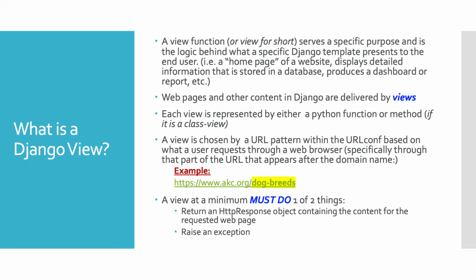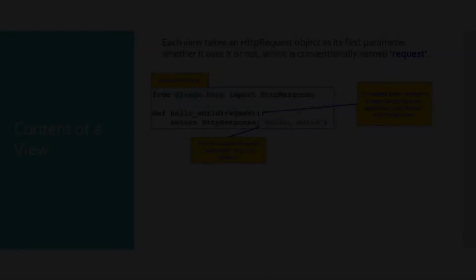When a user makes a request through a browser, specifically the part of the URL that appears after the domain name is what that URL conf is interested in. In this example that I give here, we have www.akc.org/dogbreeds. It's that dog breeds part that the URL conf is going to wake up to, right? A view at a minimum must do one of two things. It either returns an HTTP response object containing the content for the requested web page or object, or it raises an exception. It can do other things, but it must do one of those two things.